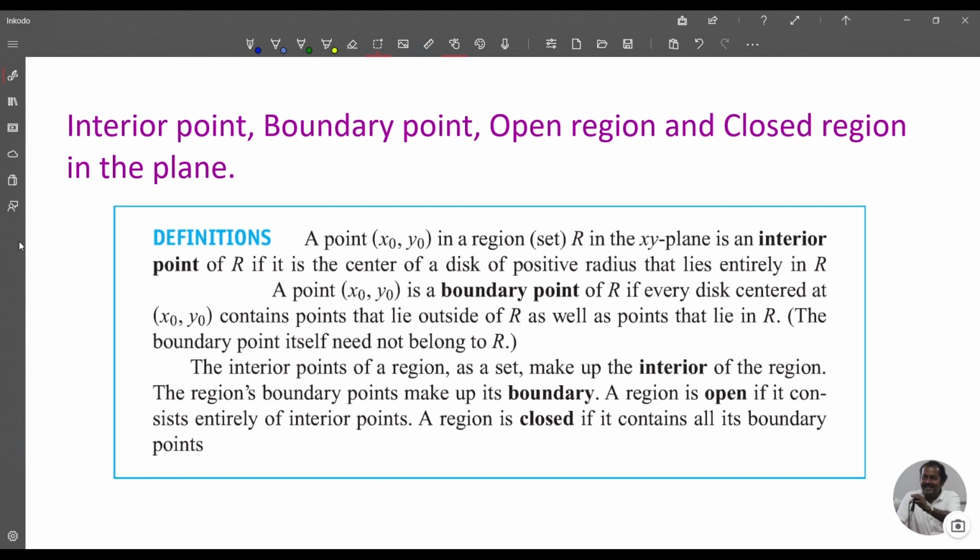The interior points of a region as a set make up the interior of the region. The region's boundary points make up its boundary. A region is open if it consists entirely of interior points, and a region is closed if it contains all its boundary points. Now let us discuss what is the meaning of these things.